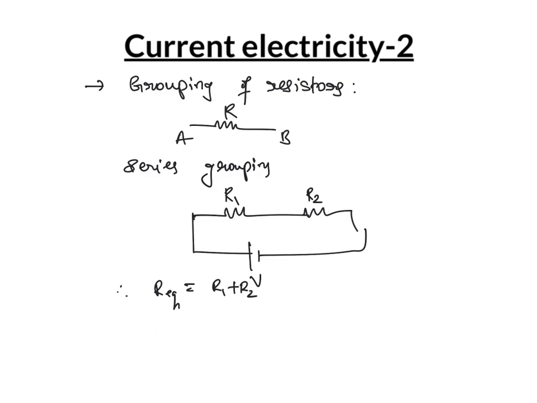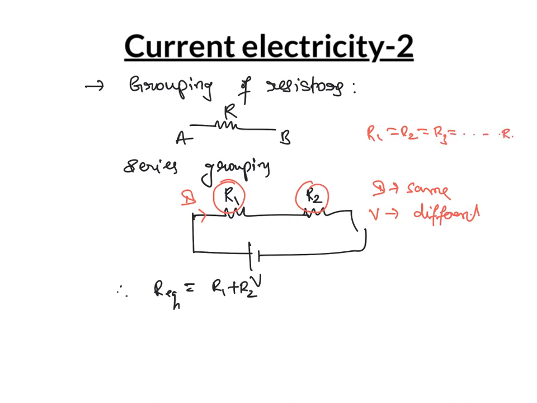Please try to remember that once the resistors are connected in series, the current flowing through them must be the same. Current is the same, and V is different. If n identical resistors, in the sense R1 equals R2 equals R3 equals Rn, are connected in series, then the equivalent resistance of such a series grouping is R equivalent equal to n times R.